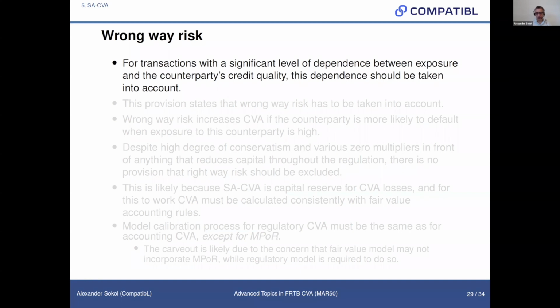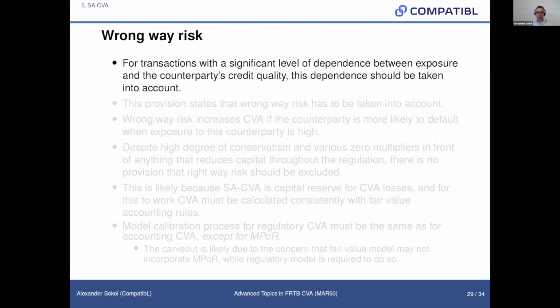But to the best of our understanding of what will happen in the future, in the end it most likely will be up to supervisor discretion, because in different markets there are different numbers of these counterparties for which there is no peer and so forth. And then I think national discretion will probably be key. All right, so back to wrong way risk. For transactions with a significant level of dependence between exposure and the counterparty's credit quality, the regulation says that wrong way risk has to be taken into account.